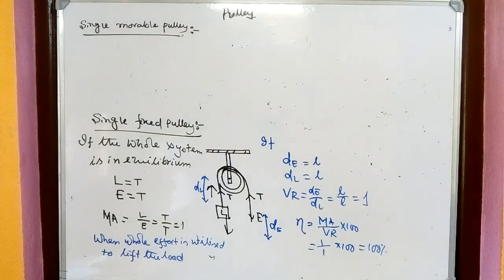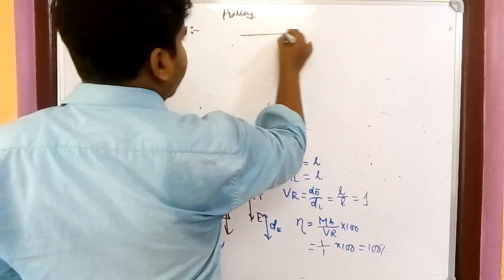In the previous part, in the single fixed pulley, we have seen that it is mainly used to change the direction of the applied force. But the movable pulley is not used for that. Here, in whichever direction we apply force, the load is lifted in that same direction. Let's see the diagram, then you will be able to understand.